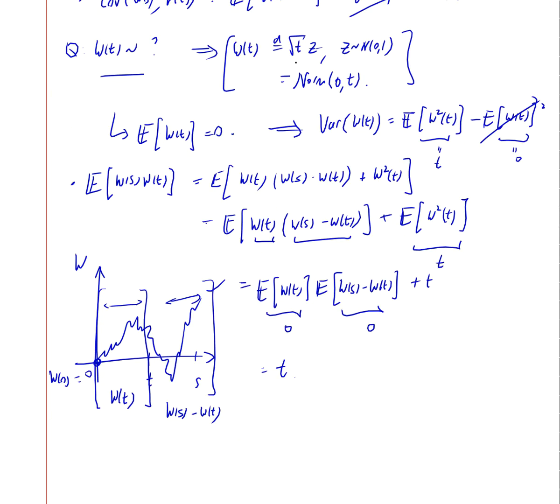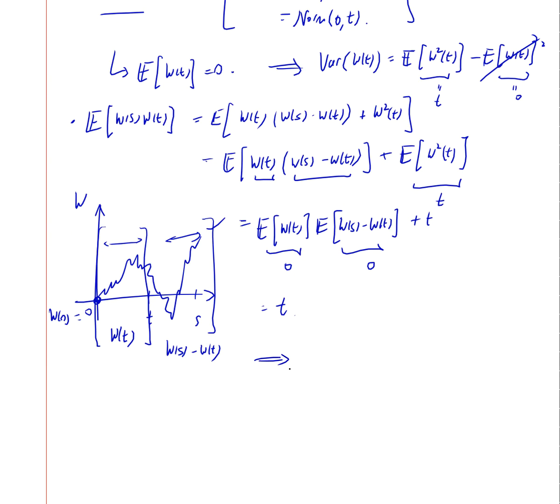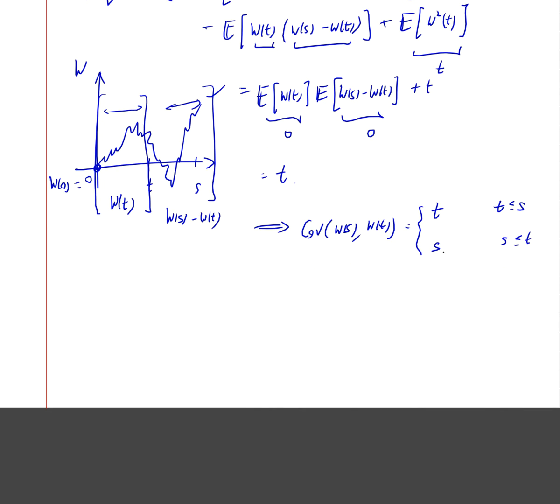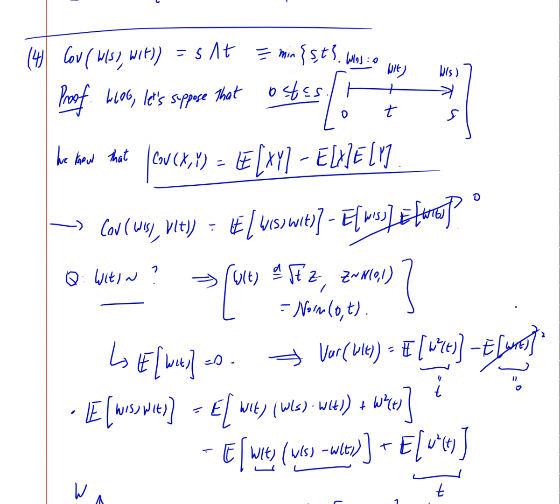T was the minimum. So if we synthesize what this is, the covariance of Ws and Wt was t, for t less than or equal to s. And so without loss of generality, it would follow the other way around. Another way to synthesize this is to write it as the minimum of s and t. So that completes the proof of the covariance part. I'm hoping that clears things up.